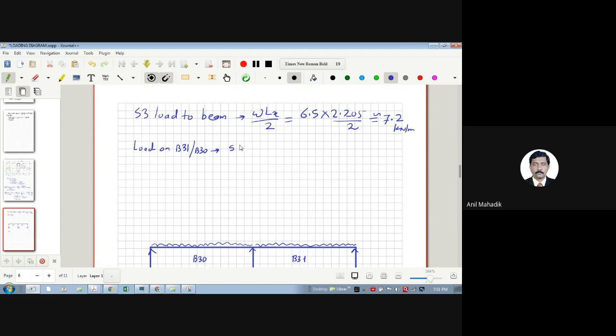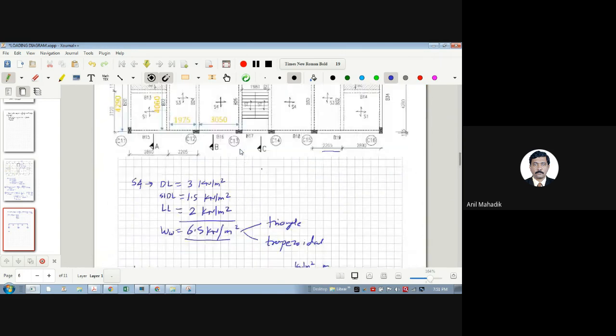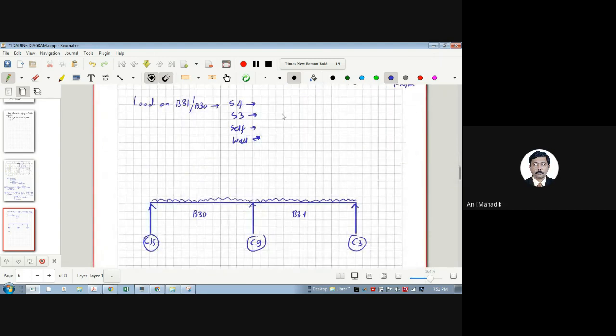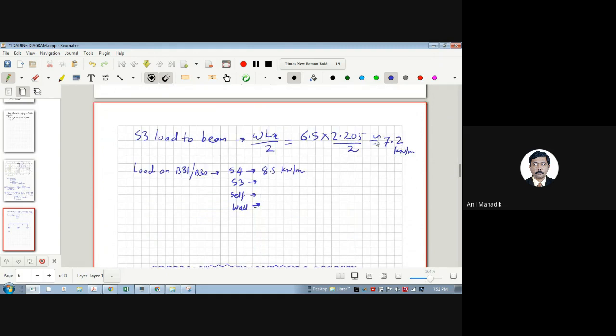From slab S4, S4 से कितना आ रहा है? S3 से कितना आ रहा है? Then self weight of beam and then wall load. इतने ही है ना loads? From S4, how much is it coming? Trapezoidal, 8.5. So ये trapezoidal हमारा 8.5 था. So let's say it is 8.5 kilonewton per meter. S3 से 7.2. Let me assume 7.5. चलो राउंड कर लेते हैं, summation आसान हो जाएगा मेरा. So it is 7.5 from S3.